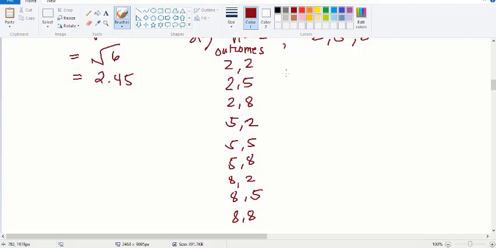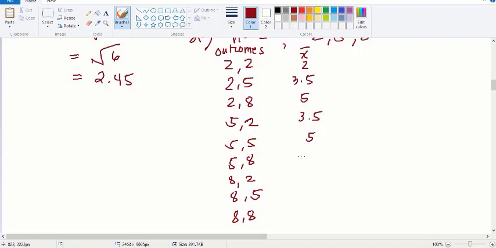Outcomes. Okay. And then, let's just get the mean. 2 plus 2, 4 divided by 2, 2. 2 plus 5, 7 divided by 2, 3.5. 2 plus 8, 10 divided by 2, 5. 5 plus 2, 7, 3.5, then 5 plus 5, 10 divided by 2, 5. 5 plus 8, 13.